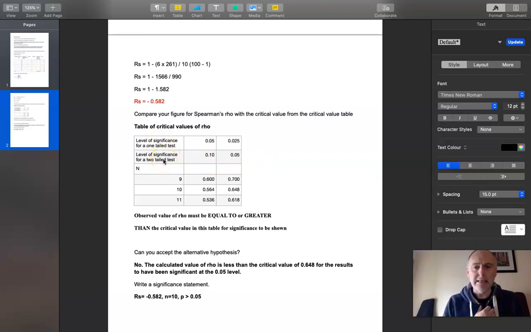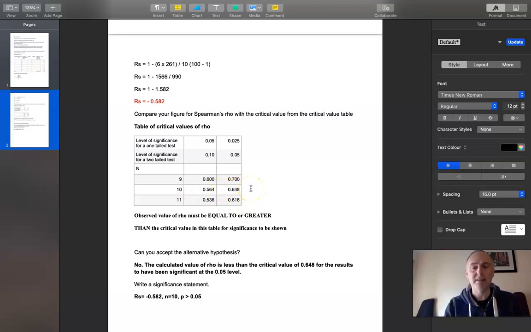All we need to remember is that we are looking at a two-tailed test, a two-tailed hypothesis. So we're going to ignore this row altogether because that's about a one-tailed test, and we're just going to look at that row instead. So the level of significance for a two-tailed test, 0.1, 0.05. In psychology we always use 0.05 unless we're told otherwise. So we're going to use that row and that column. What does n equal? Well, n equals 10, because that was the number of participants. 0.05 row, 10: 0.648 is our critical value for rho.